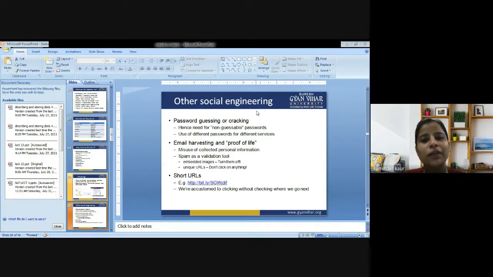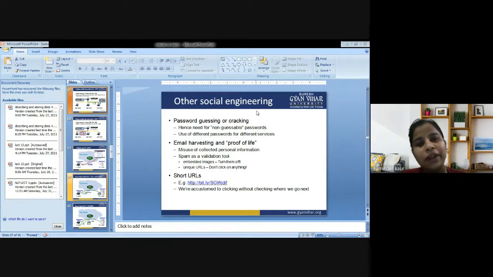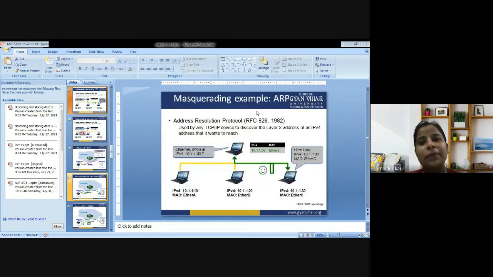Email harvesting and proof of life. That could be concerned with misuse of collected personal information. Spam as a validation tool. In addition, embedded images, turn them off. Unique URLs, don't click on anything. Next are short URLs that are given to you. We are accustomed to clicking without checking where we go next. Masquerading example.